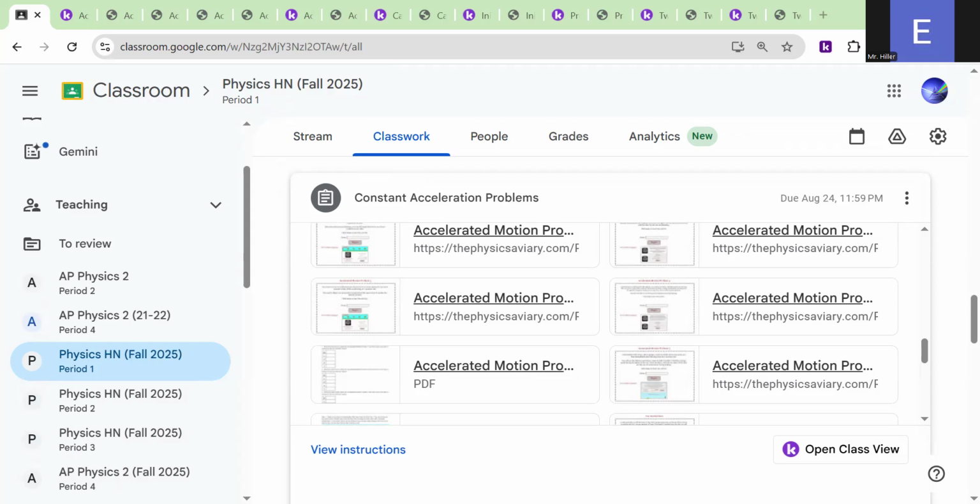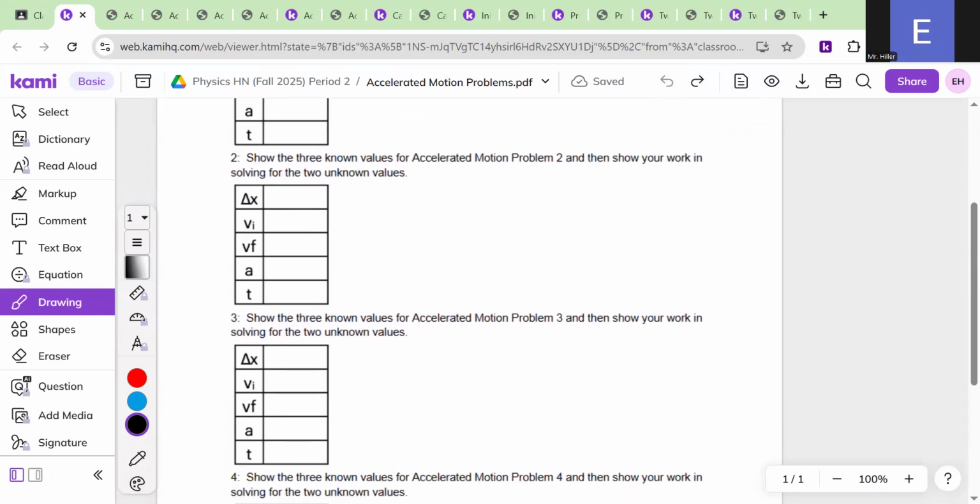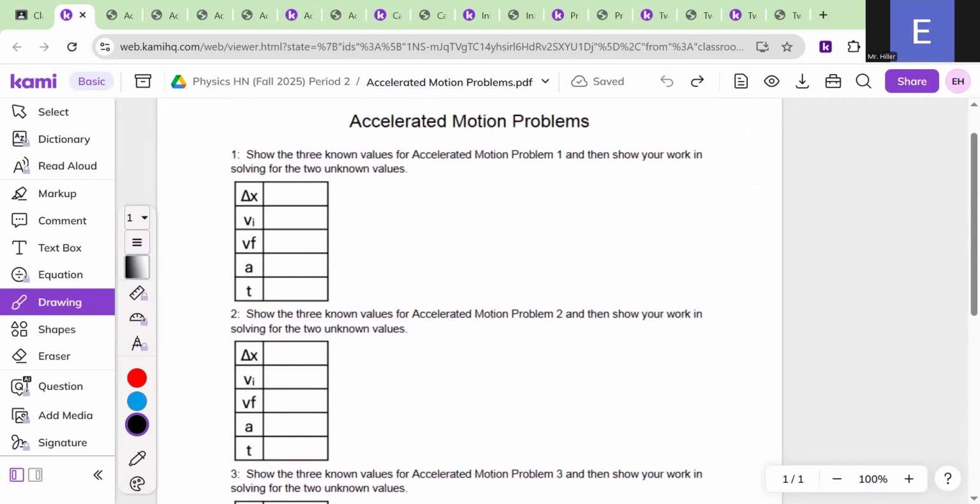Let's begin. The first four questions are accelerated motion problems 1, 2, 3, and 4. The PDF for it, you will be able to do the work all on one page, like you see right here. For each question, you need to label the list of variables. Then you need to come up with the equation, solve it, and then display your answer with the proper units. Let's try accelerated motion problem number 1.